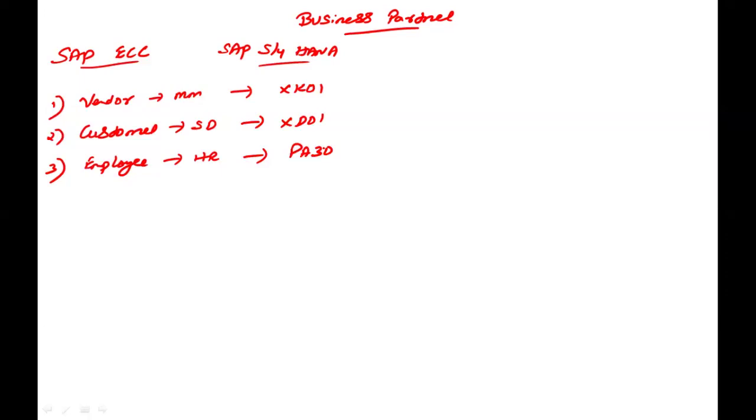I'm not coming to S/4 now. I'm still in ECC. In ECC, to create a vendor, I use XK01. To create a customer, we use XD01. And to create an employee, we use PA30.